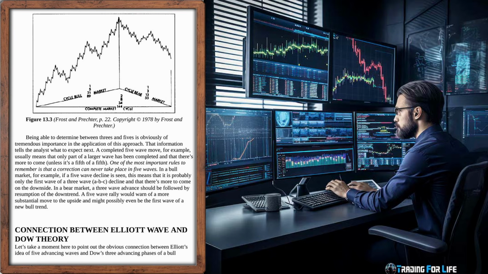A completed 5-wave move, for example, usually means that only part of a larger wave has been completed and that there's more to come, unless it's a fifth of a fifth. One of the most important rules to remember is that a correction can never take place in 5 waves. In a bull market, for example, if a 5-wave decline is seen, this means that it is probably only the first wave of a 3-wave ABC decline, and that there's more to come on the downside. In a bear market, a 3-wave advance should be followed by resumption of the downtrend. A 5-wave rally would warn of a more substantial move to the upside and might possibly even be the first wave of a new bull trend.